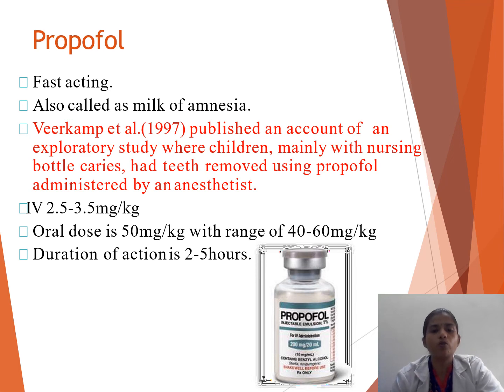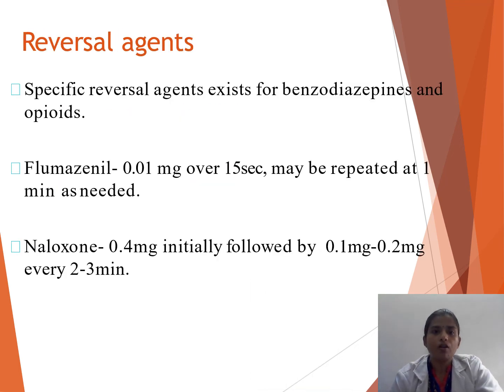Duration of action is 2 to 5 hours. Reversal agents: specific reversal agents exist for benzodiazepines and opiates. Flumazenil 0.01 mg over 15 seconds may be repeated at 1 minute as needed. Naloxone 0.4 mg initially, followed by 0.1 to 0.2 mg every 2 to 3 minutes.